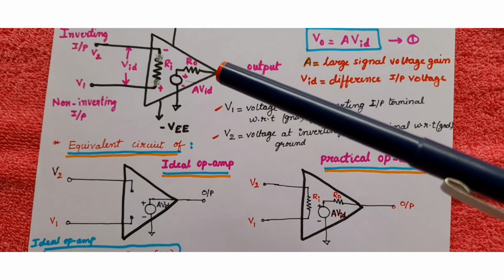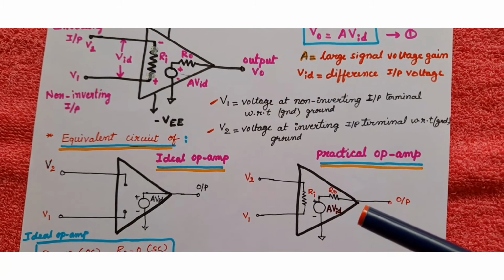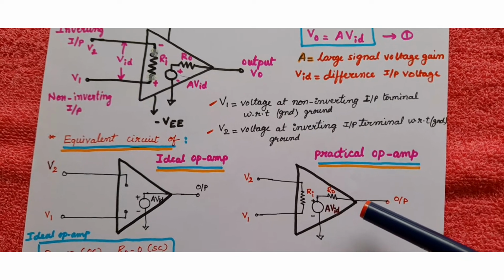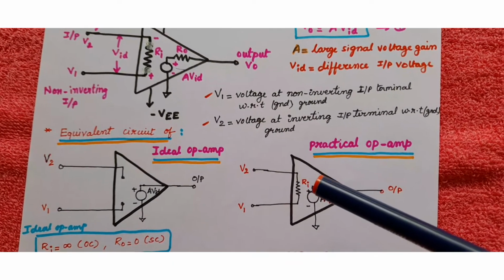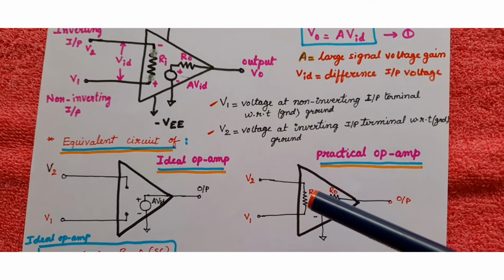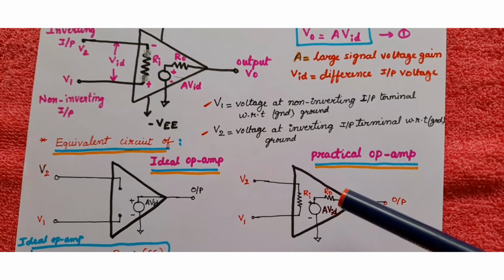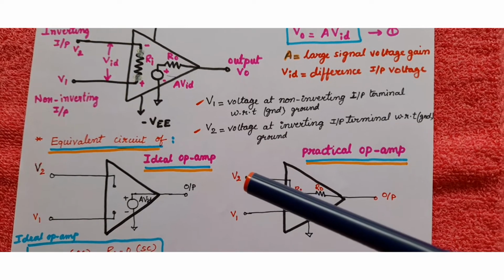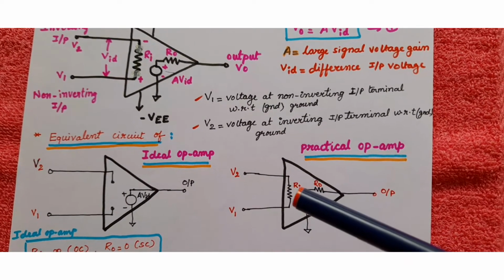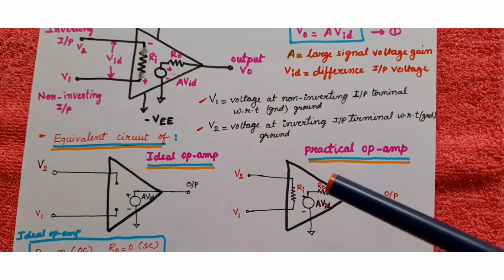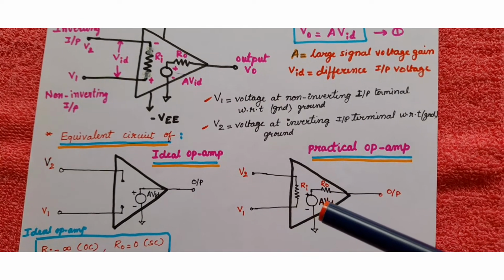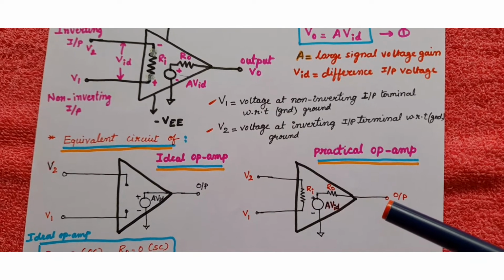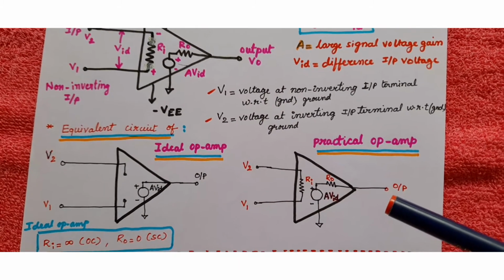The same diagram is reflected here for a practical op-amp. What does a practical op-amp mean? The Ri value is very large and the R0 value is very small. V1 is the input voltage at the non-inverting terminal, V2 is the voltage at the inverting terminal, Ri is the input resistance, R0 is the output resistance, A VID is the voltage source, and we observe the output voltage V0 at the output terminal.